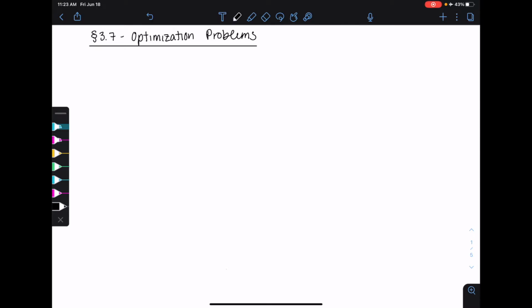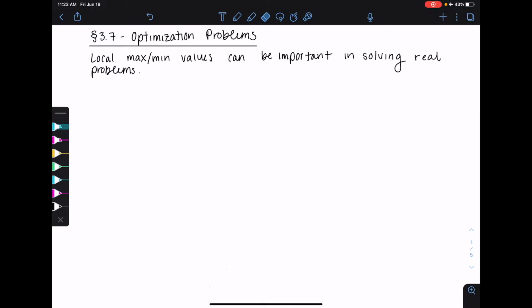So today we're going to get a sneak peek into a second type of calculus word problem, which are optimization problems. So we've calculated the derivative, we've seen how it can classify local maxes or mins, and those local max and min values are really important in solving real life problems. So if you think of any company, they're trying to maximize their profit but minimize their cost.